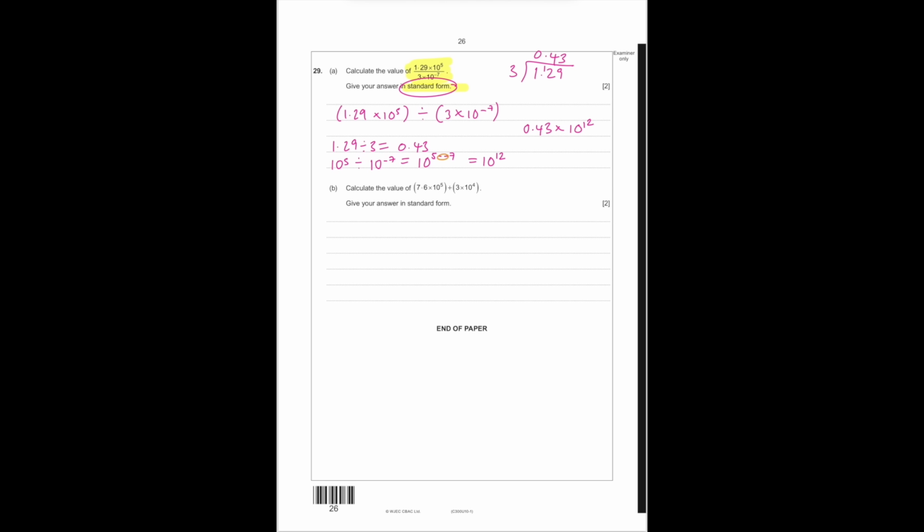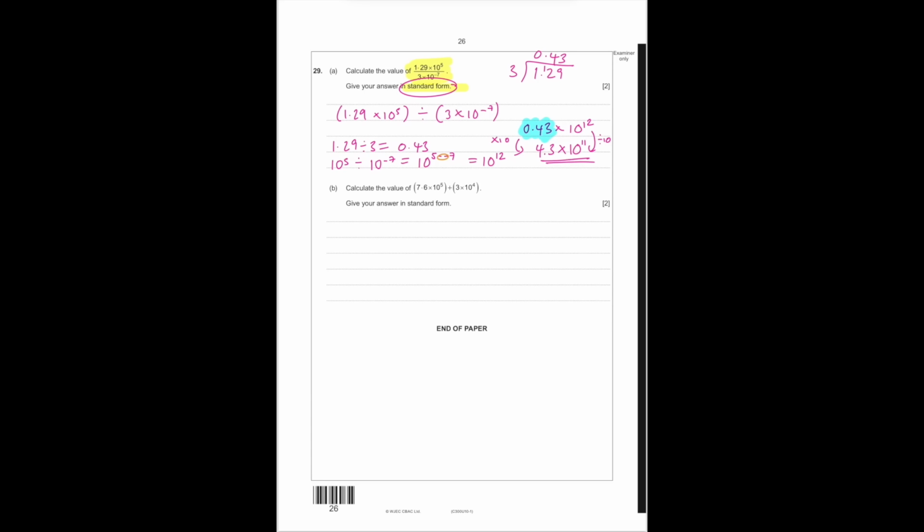I want my answer in standard form. For my answer to be in standard form, this needs to be between 1 and 10. So I'm going to have to multiply it by 10 to make it 4.3. But because I've multiplied by 10, I need to reduce the power by 1 by dividing by 10. So that is my answer in standard form.